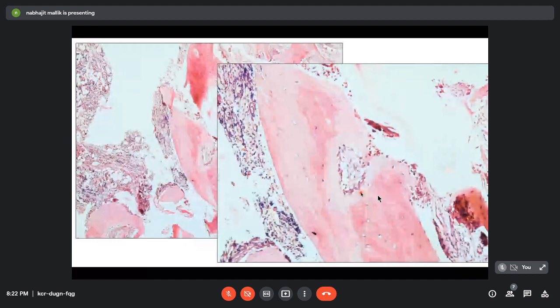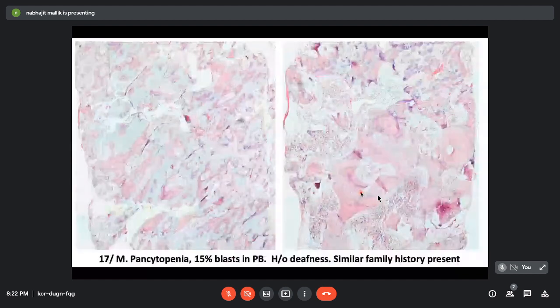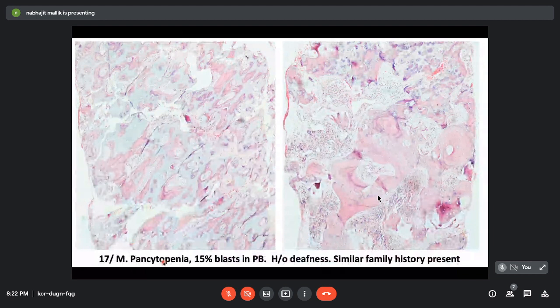Now we come to this strange-looking bone marrow, which is from a 17-year-old male who had pancytopenia, and there were 15% blasts in the peripheral blood. He also had a history of deafness, and there was a similar family history present. We can see very strange-looking irregular bones which are thickened and irregular. These are basically woven bones which also have cartilaginous islands and areas of calcification. These are impinging upon the bone marrow hematopoietic elements, and almost no hematopoietic elements are left at all.